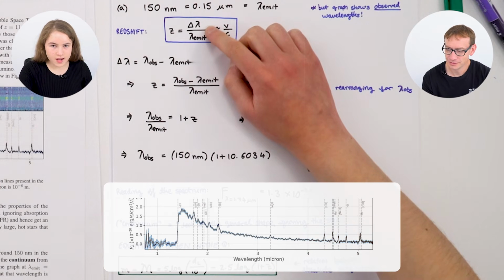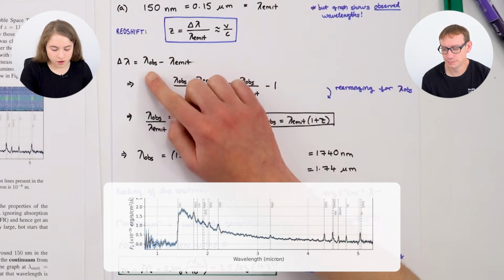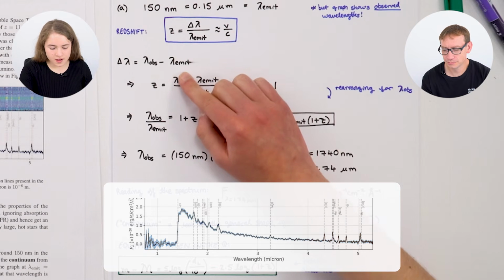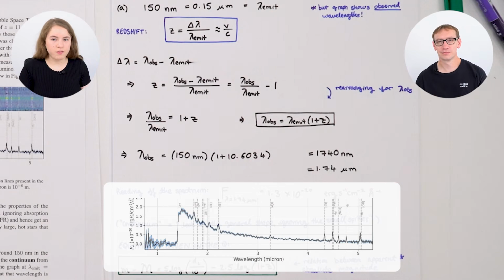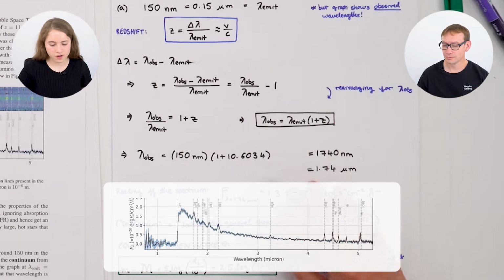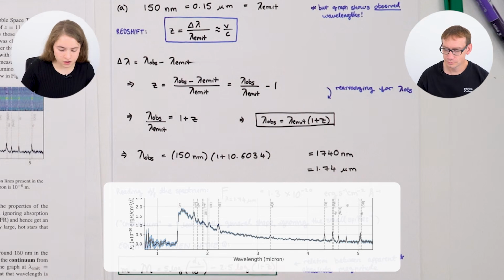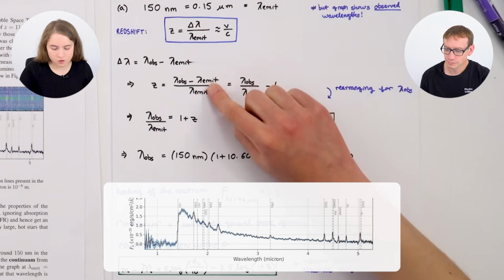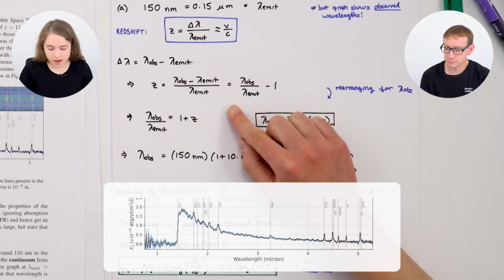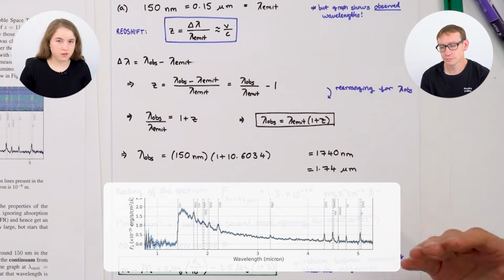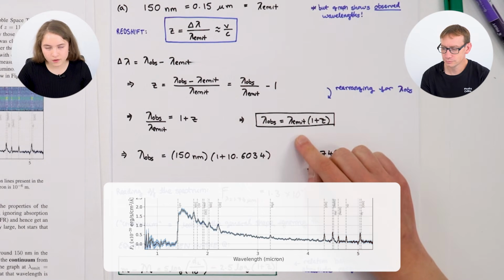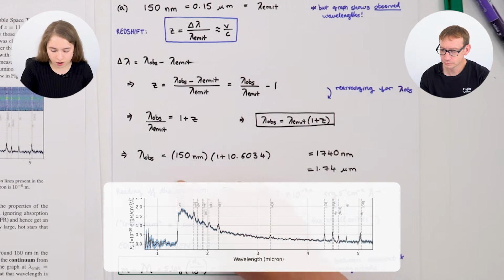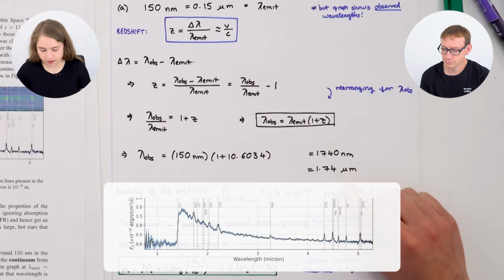This delta lambda here is the observed wavelength minus the emitted wavelength. It's that way around because when we're thinking about redshift, we know that the wavelengths are going to become longer as they're redshifted. So to keep this positive, we're subtracting the emitted wavelength from the observed wavelength. So we'll substitute that into our formula for redshift. And because it's the observed wavelength that we're trying to solve for, we'll rearrange this to get the observed wavelength in terms of the emitted wavelength and the redshift. And then we can put our values in and get that observed wavelength.